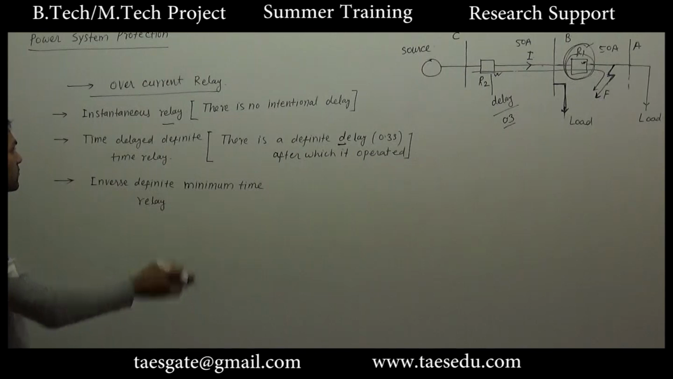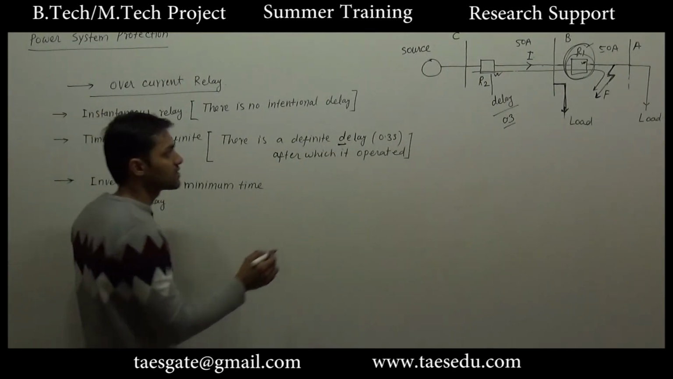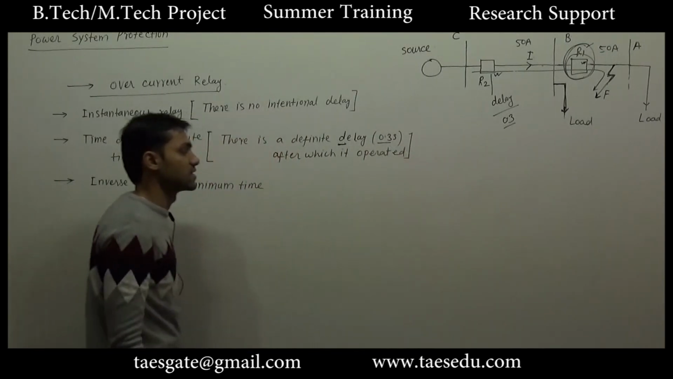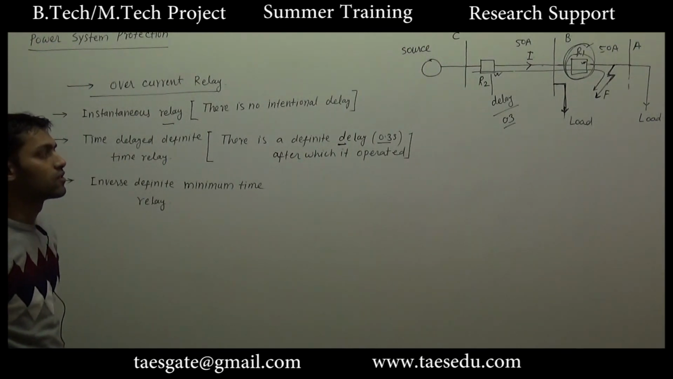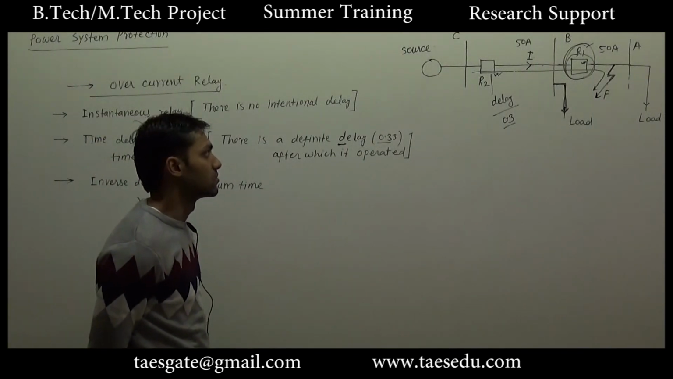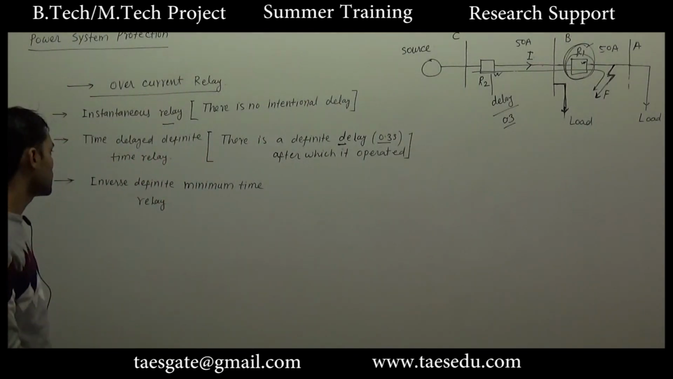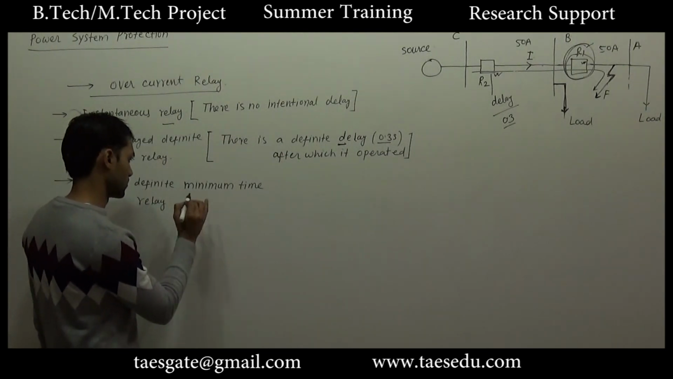So in case of time delayed definite time relay, the delay is fixed, that is 0.3 second. The R2 will wait for relay 1 to operate first. If relay 1 fails to operate, R2 will operate. The third is the inverse definite minimum time relay. This is the relay I was talking about.